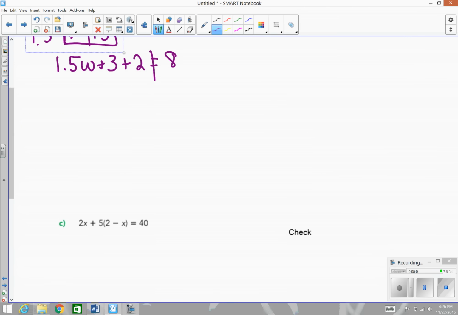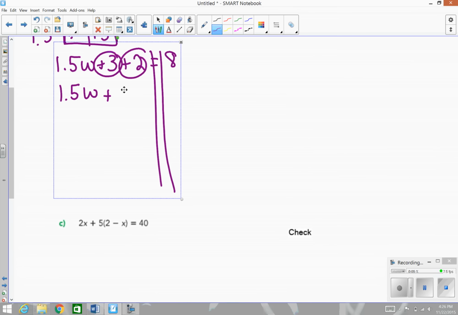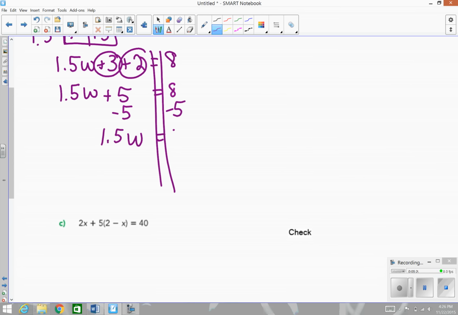I'm going to draw my river, and the first thing I want to take care of is combining these constants. So I get 1.5w plus 5 equals 8. We want to leave the w term alone, so we want to take care of this addition first, the opposite of adding 5. So subtract 5. I get 1.5w equals 3.